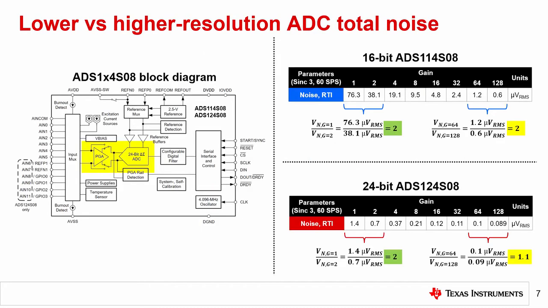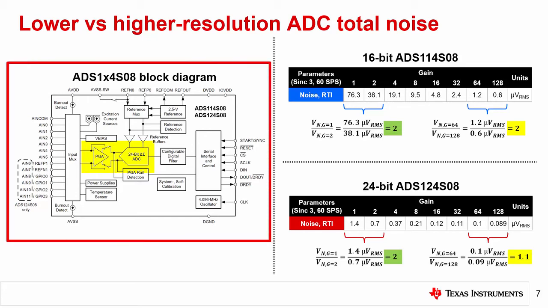To analyze the difference in total noise between lower and higher resolution ADCs, let's look at the 16-bit ADS114S08 and the 24-bit ADS124S08, two low-speed delta sigma ADCs. From the block diagram on the left, you can see that these ADCs are identical other than their resolutions, and they integrate the same PGA with the same noise.